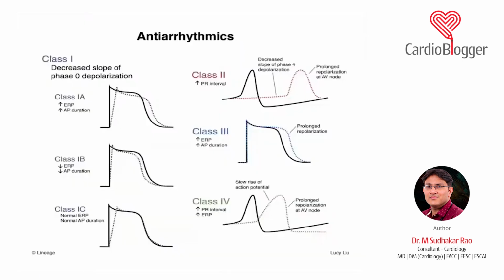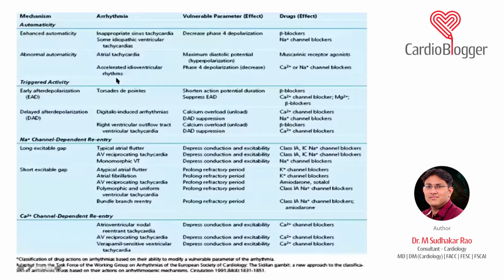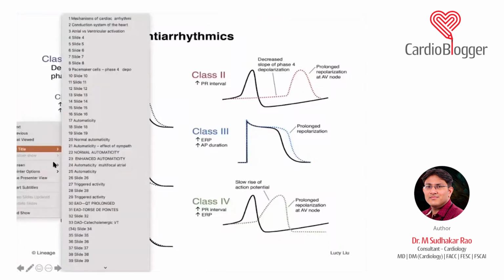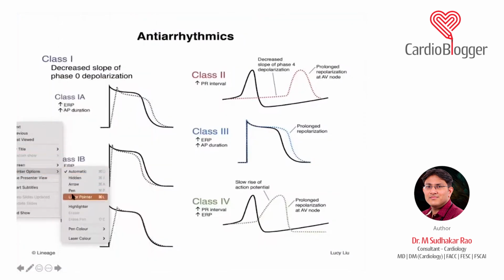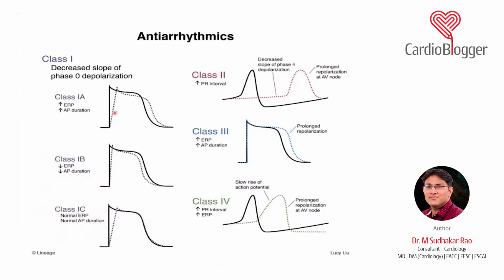So about the class 1 drugs, the important thing is class 1A increases both the effective refractory period and the action potential duration. The bad thing about it is that it increases the action potential duration and affects the QT. The QT may get prolonged by these drugs. So that is one important thing.